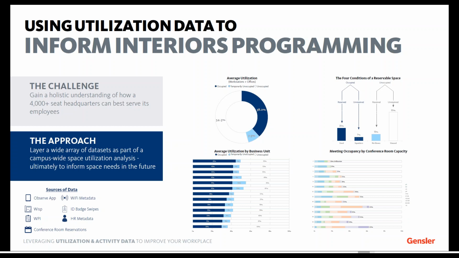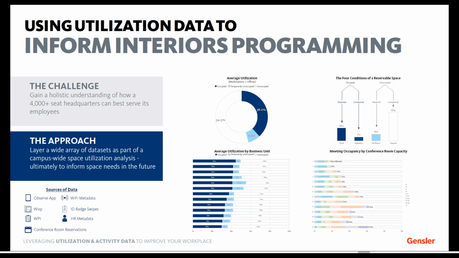So we worked with them and collected everything from Observe app data to data through Wisp, through our Workplace Performance Index, data from the conference room reservation system, the Wi-Fi, ID badges, HR metadata, and understood that when we wanted to answer different questions, we could overlay 1 to all 7 if needed. These types of questions ranged from what's our average utilization for workstations and offices, then might get a little bit more specific in terms of, how does this compare across our different business units? Then we can start to overlay even more things, like we can use utilization data to understand how reservable spaces, like conference rooms and huddle rooms, are used.